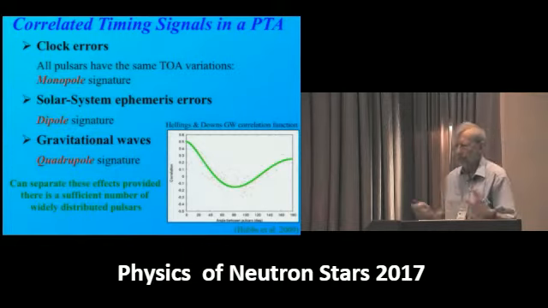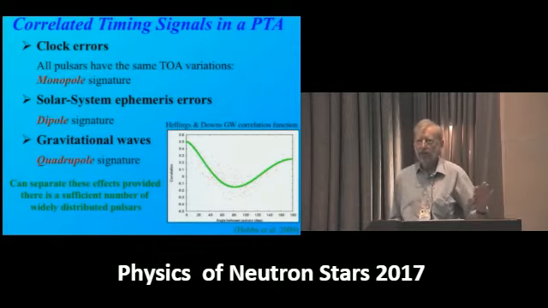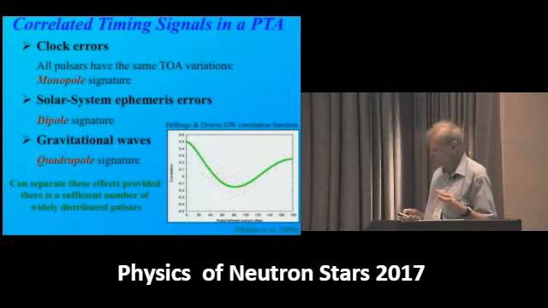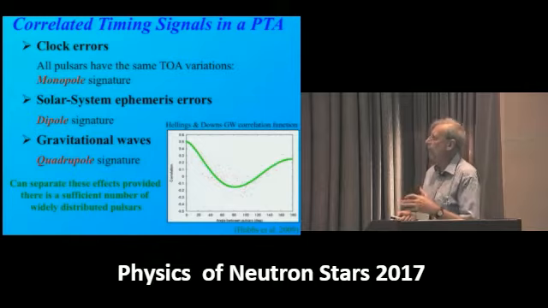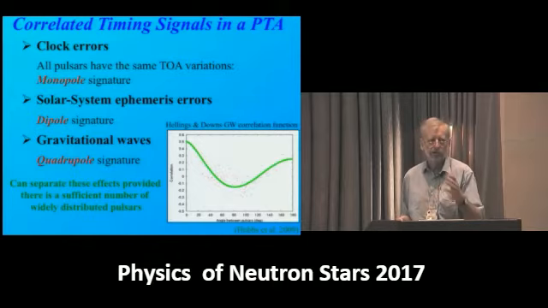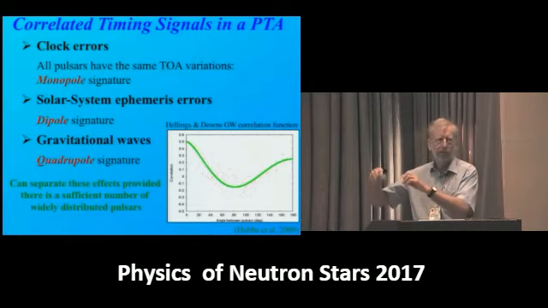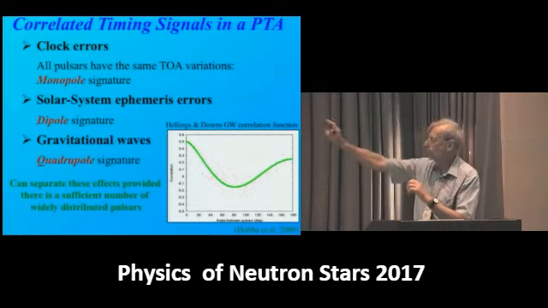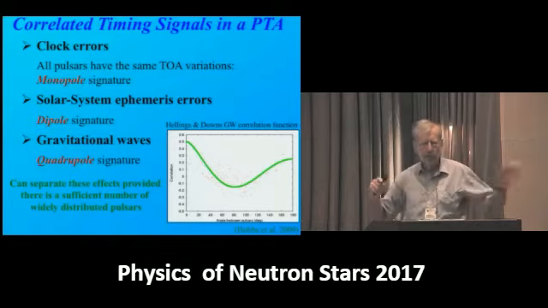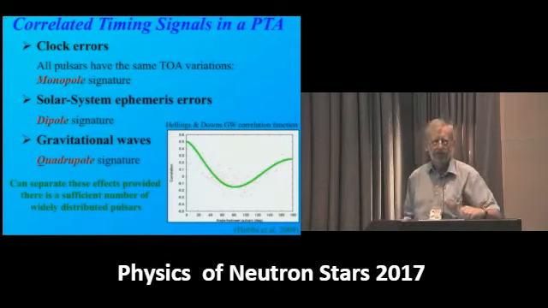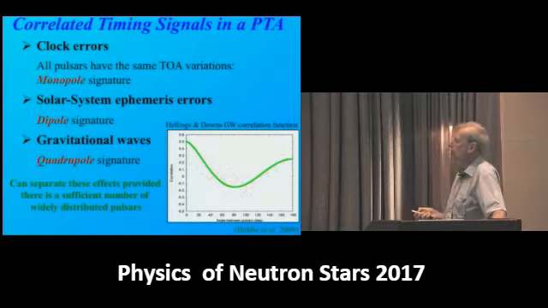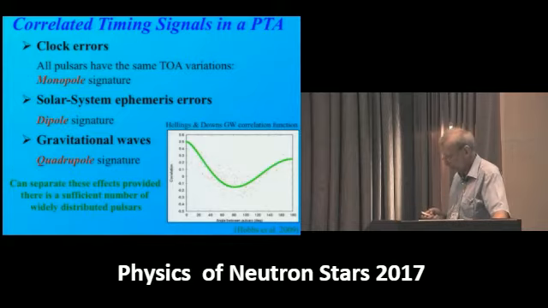If you think of that in terms of distribution on the sky, that is a monopole signature. We use the solar system ephemeris to convert to the barycenter. If that's in error, that basically means the Earth's not where we think it is, and so pulsars over here will arrive a bit early, pulsars over here will arrive a bit late, so that's a dipole signature. And gravitational waves have a quadrupolar signature, which is illustrated by this famous Hellings and Downs curve. So in principle, we can separate all these things.